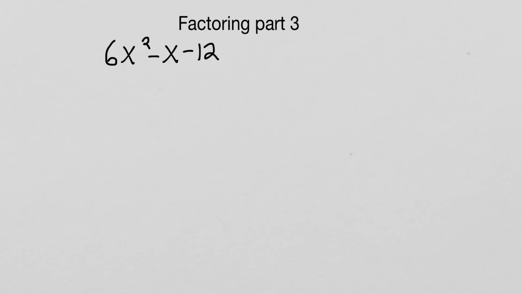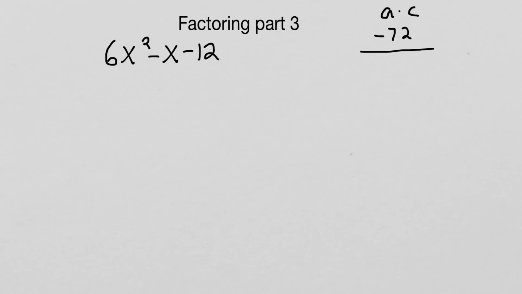All right, final question. I'm going to go through the final problem that I'm going to do for y'all. I'm going to go through this one fairly quick. First thing I want to do is multiply the 6 times the 12. That's my A times my C. And I'm going to get -72.